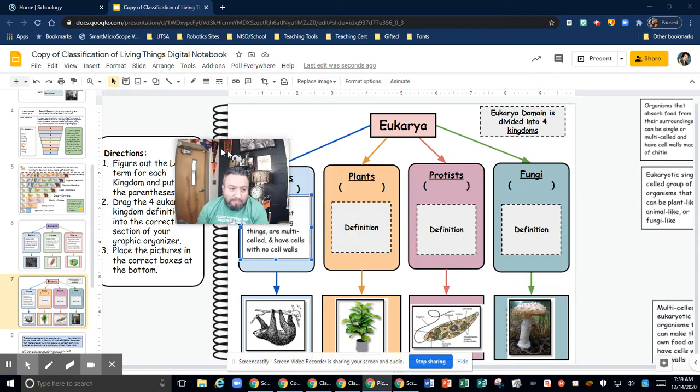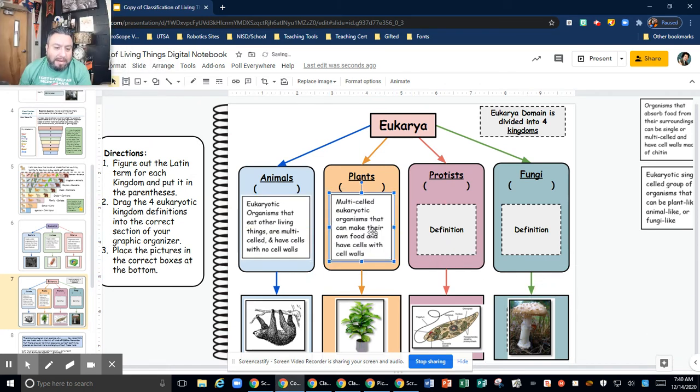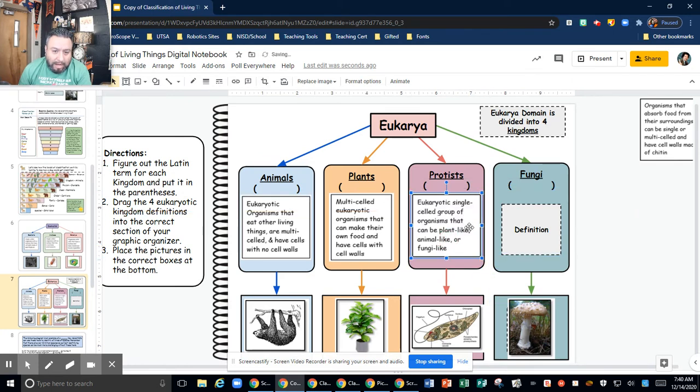You have the plant. The plant, let me move me out of the way because I am in the way. Sorry. The plant is a multi-cell organism, right, that can make their own food and have cell walls. A protist is a single-cell organism, okay, that can be plant-like, can be animal-like, can be fungi-like.